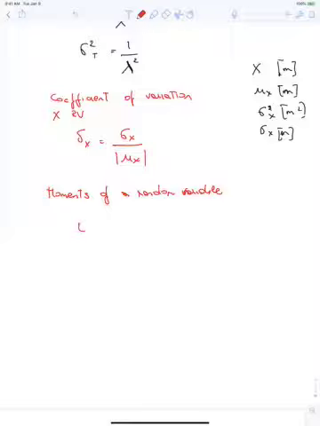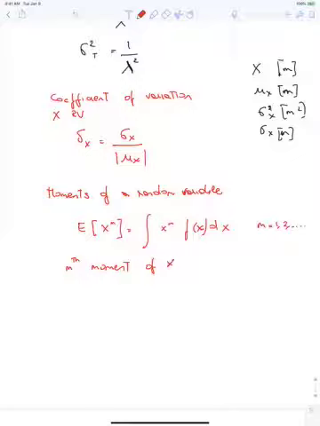So we indicate them with E, the random variable to the power m, and that's just by definition the integral of x to the power m times the probability density function, and m can be any integer. So this is called the mth moment of the random variable x.